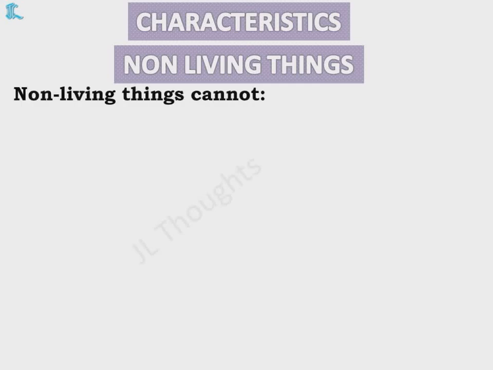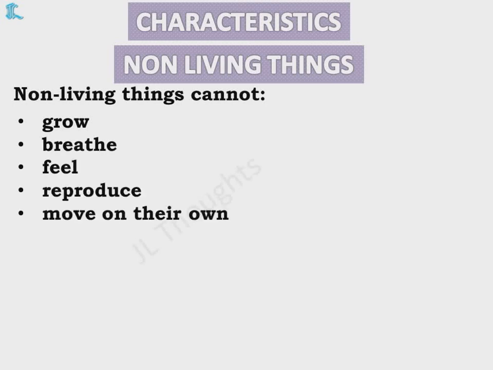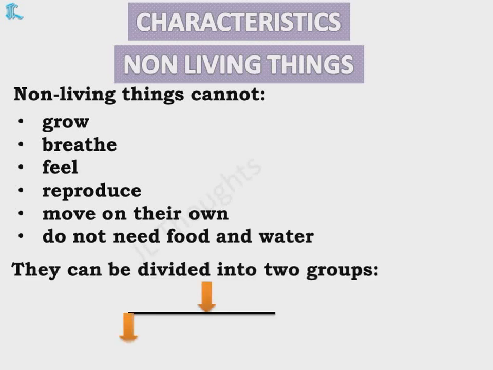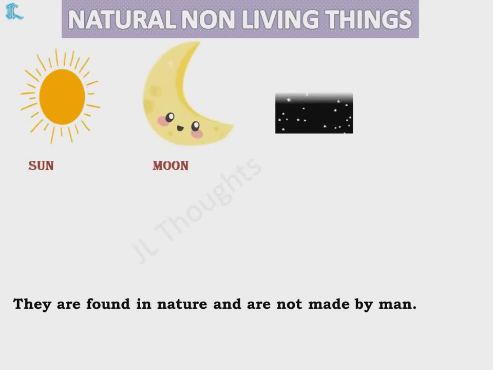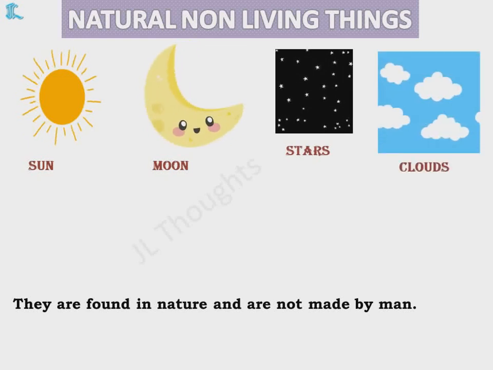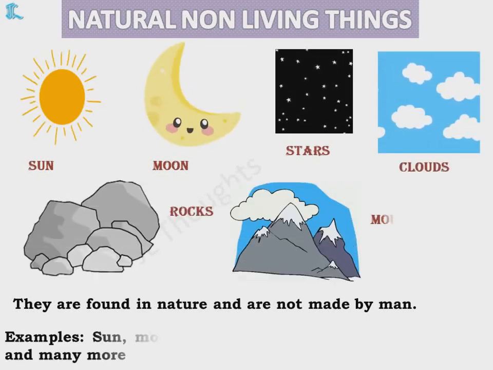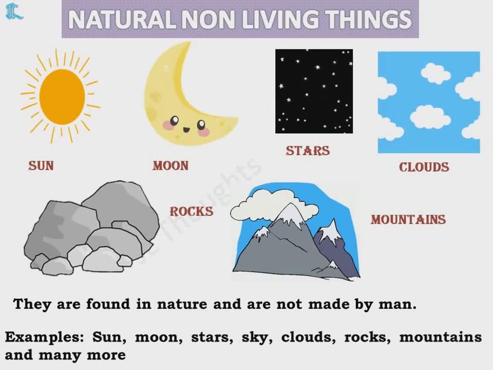Characteristics of non-living things. Non-living things cannot grow, breathe, feel, reproduce, move on their own, and do not need food and water. They can be divided into two groups, natural and man-made. Natural non-living things are found in nature and are not made by man. Examples: sun, moon, stars, clouds, rocks, mountains, and many more.